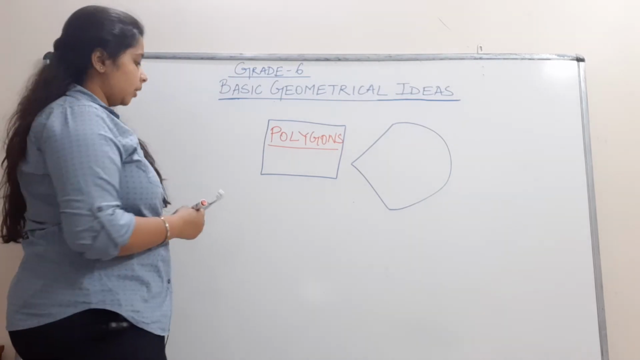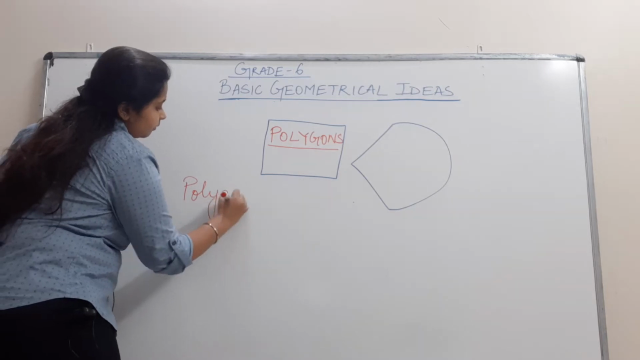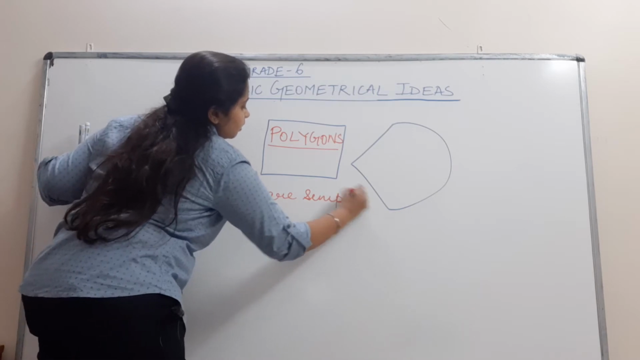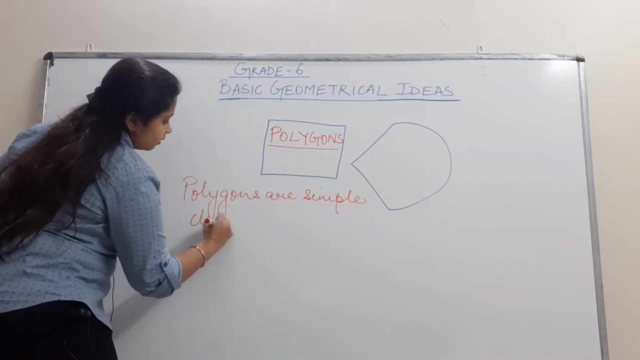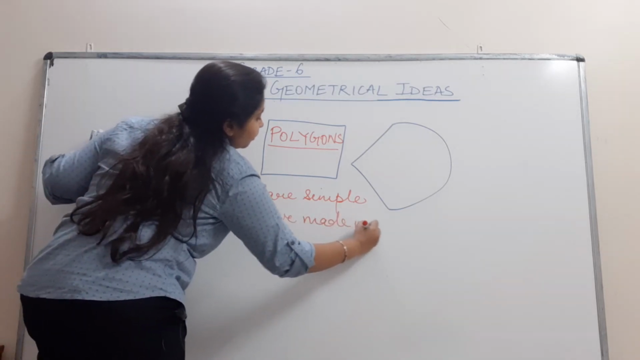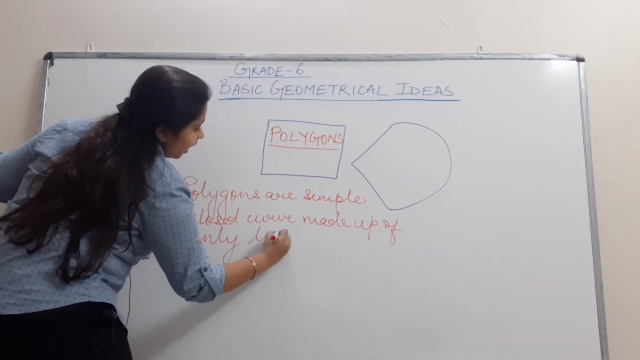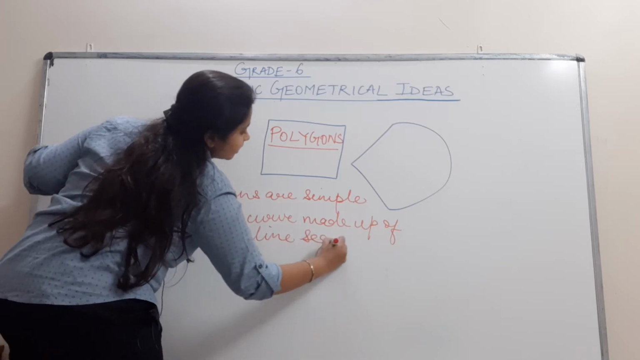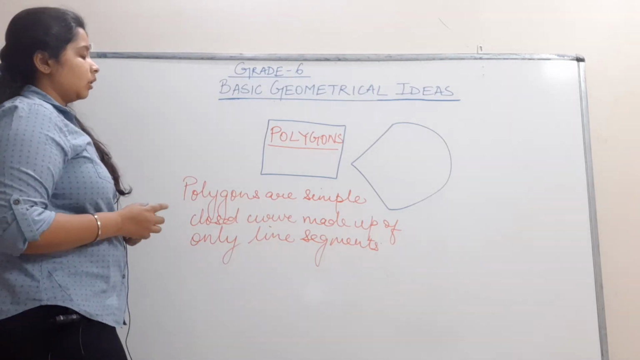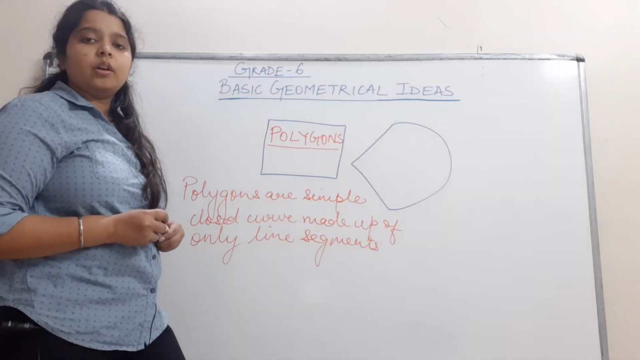Okay. So, what are polygons? Polygons are simple closed curves made up of only line segments. Okay. Now tell me, how many minimum number of line segments are required to make a polygon?